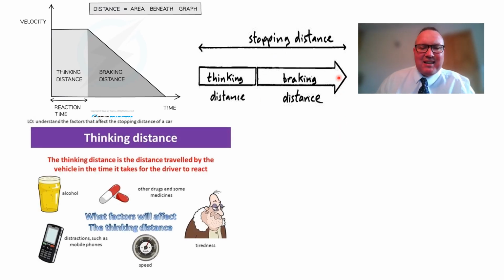Now some things can increase thinking distance. For example, using alcohol, drugs, being tired, or being distracted by things like a mobile phone. That will make your reaction time increase, and so your thinking distance would increase. Remember, if you're going faster, your thinking distance will also increase.